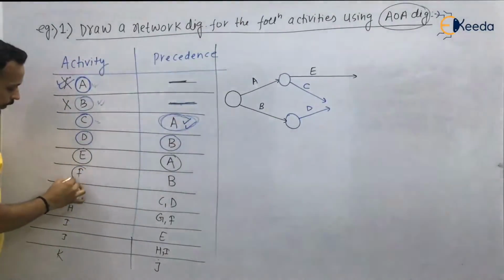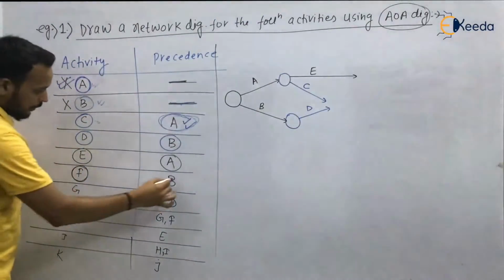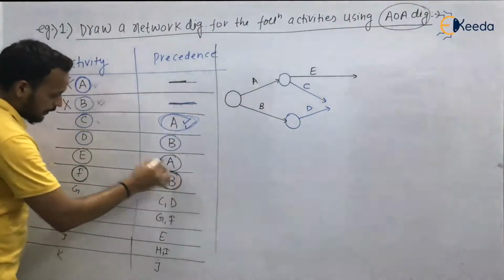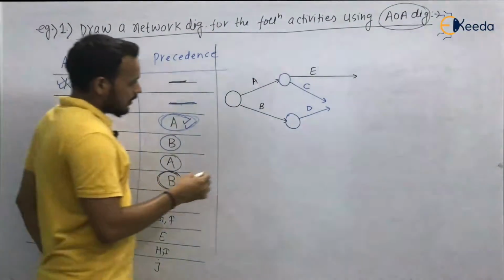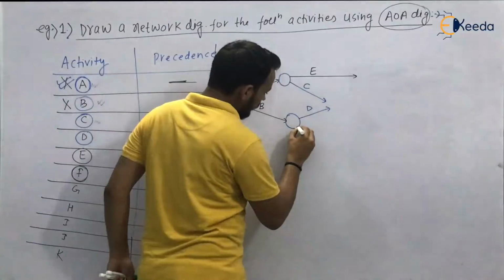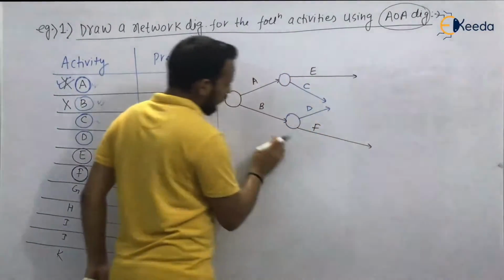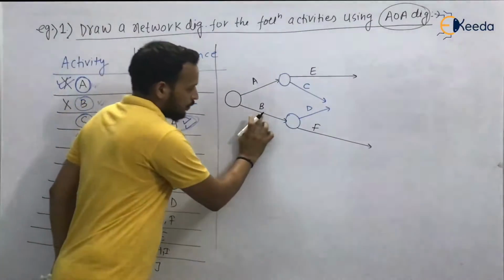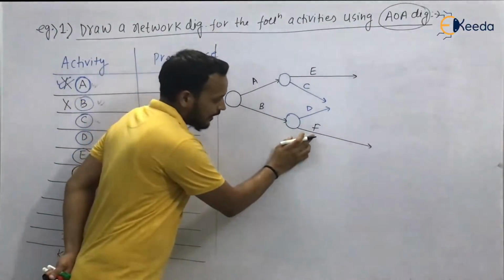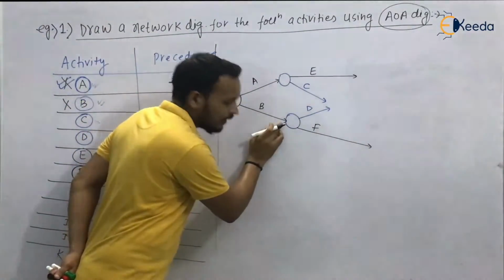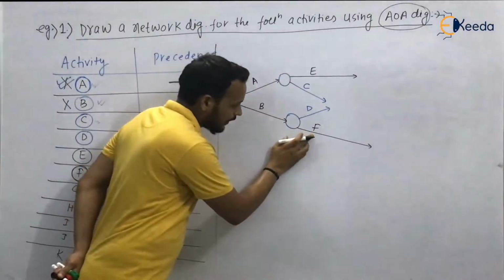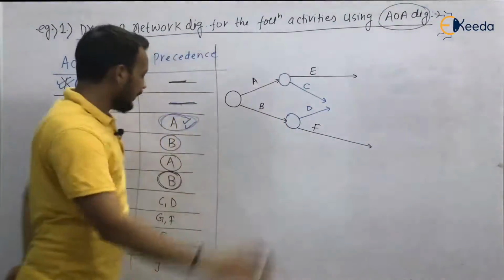Now look for F. Activity F. The precedence is B. It means you have to start the activity F because B is the precedence. So start the activity F where B has been terminated.